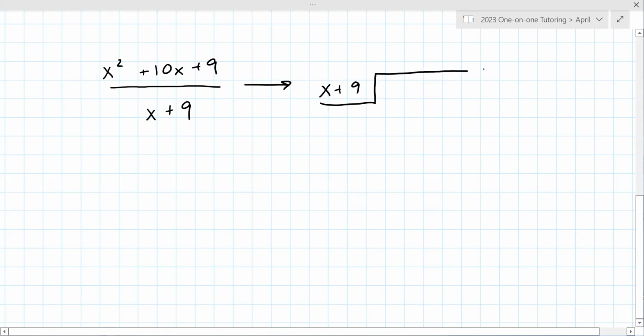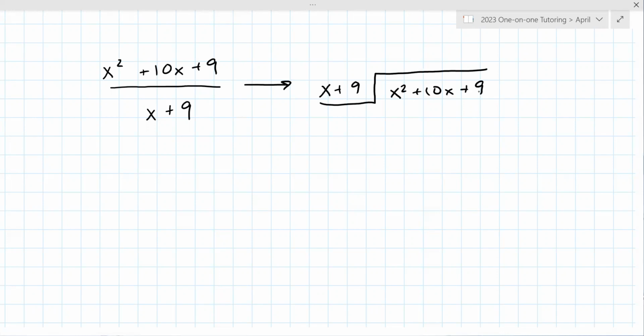Let's go x squared plus 10x plus 9, and we'll divide it by x plus 9. So this is x plus 9 on the outside of the house, x squared plus 10x plus 9 on the inside of the house. Is that okay to start out?